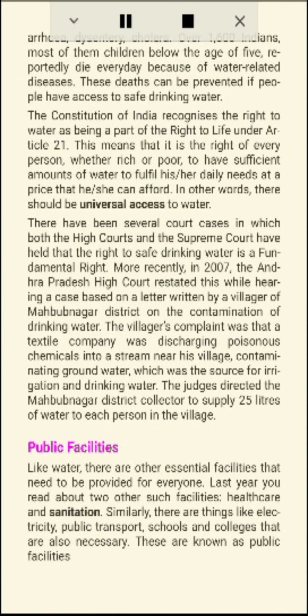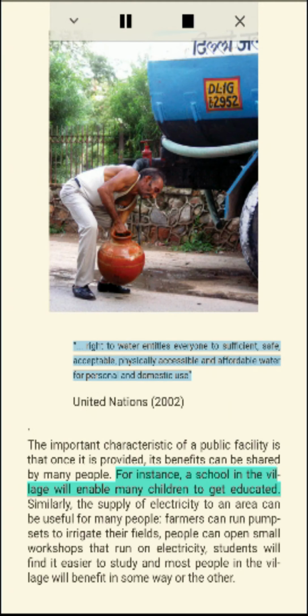Like water, there are other essential facilities that need to be provided for everyone. Last year you read about 2 other such facilities, healthcare and sanitation. Similarly, there are things like electricity, public transport, schools and colleges that are also necessary. These are known as public facilities. Right to water entitles everyone to sufficient, safe, acceptable, physically accessible and affordable water for personal and domestic use. United Nations, 2002.